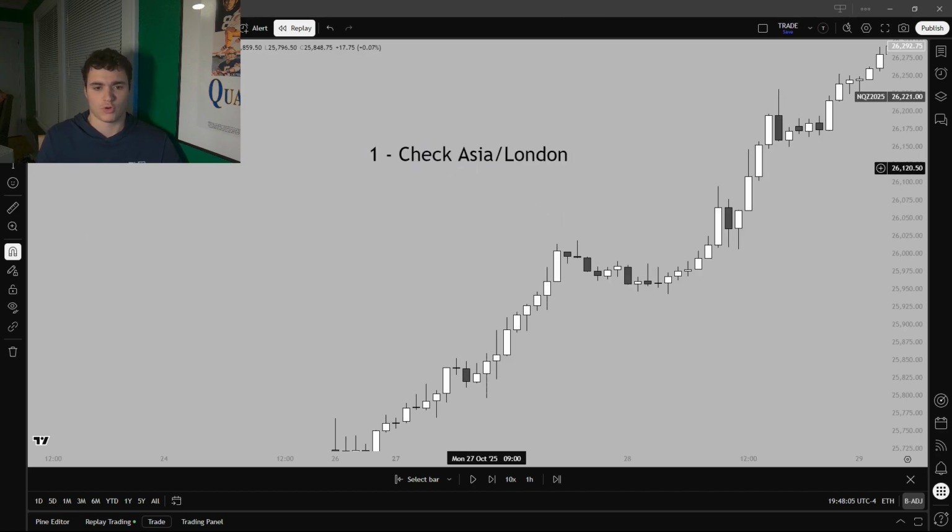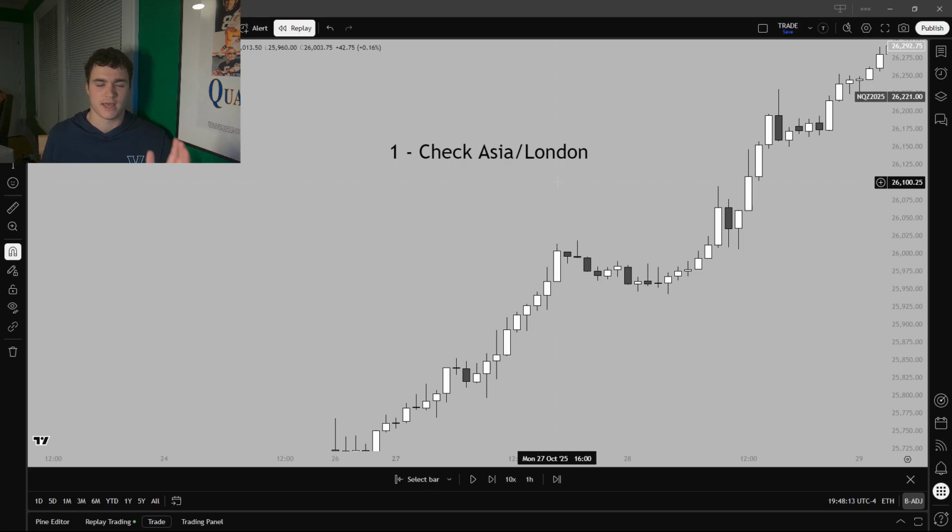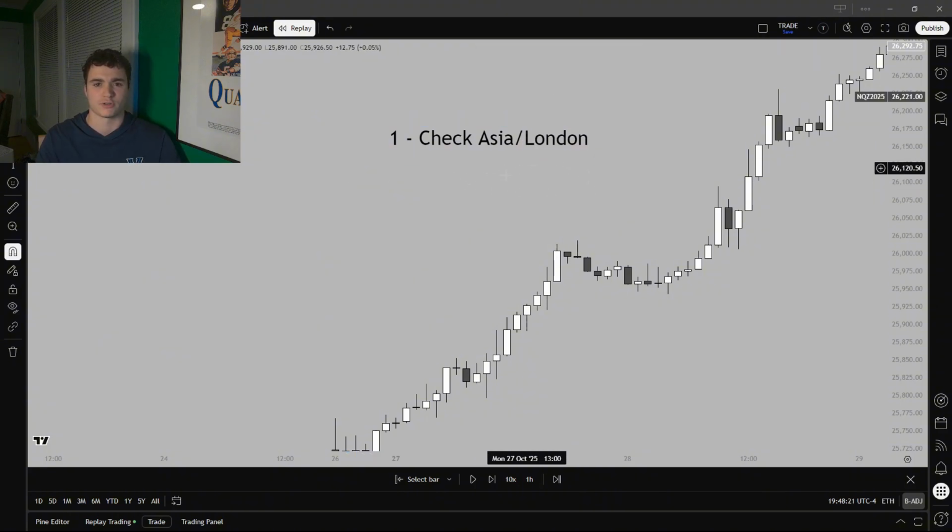So the first rule is to check what happened during Asia and London sessions. This is for people who trade futures during the New York session, which is 9:30 Eastern in the morning to 4 p.m. Eastern. That's the most common session to trade futures, at least with ES and NQ, and that is when you'll see the most volatility on average and the best price action.